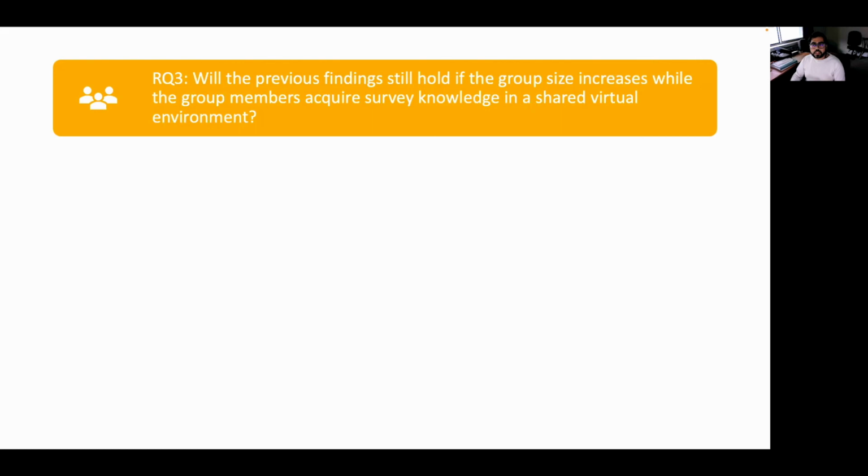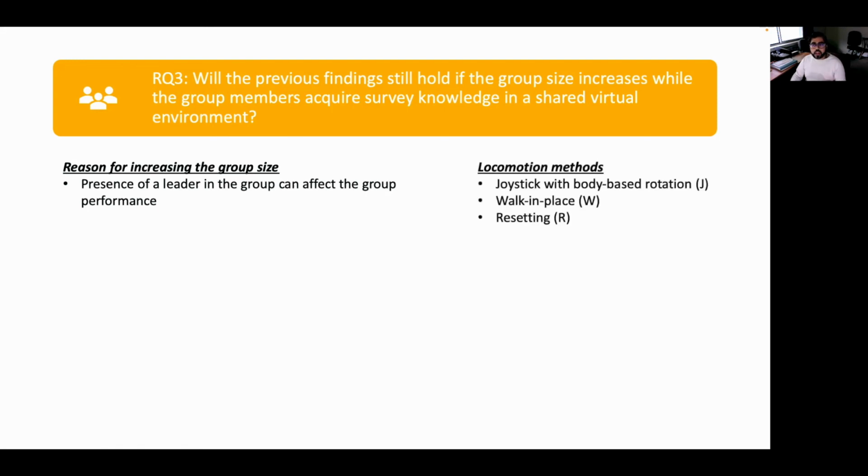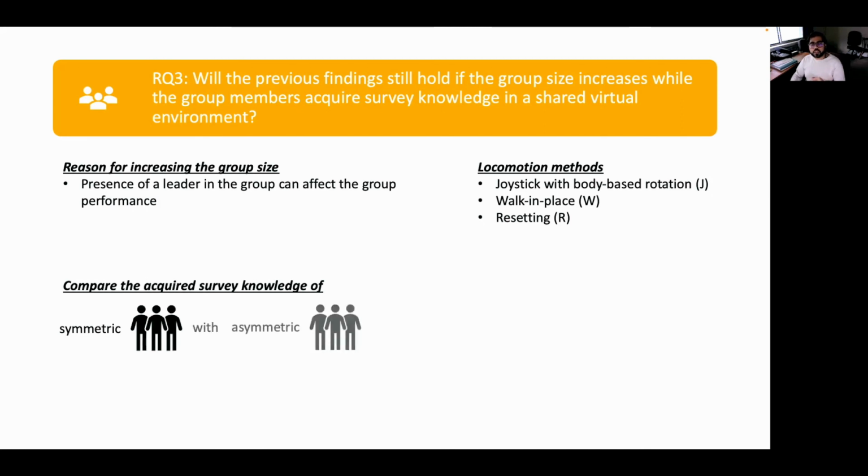The third research question states: if there are more people in a group rather than two persons, will the previous findings still hold? The main reason for checking the effect of asymmetric locomotion methods on increased group size is that the presence of a leader in the group can affect the overall group performance, which has been shown in several previous studies. To answer this question, I will use the three locomotion methods that I used before to answer research question 2. And this time, I will compare the acquired survey knowledge of triads using symmetric locomotion methods with the triads using asymmetric locomotion methods for each one of them.